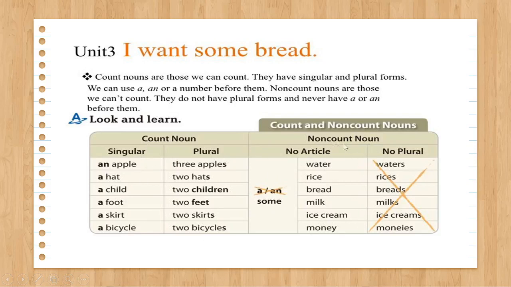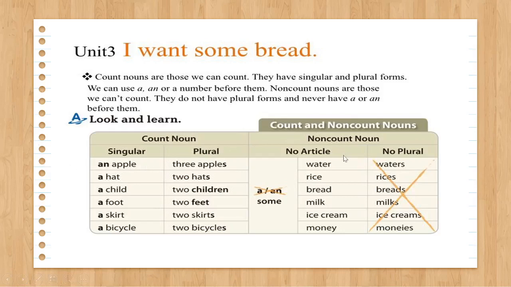Okay, you can see in this picture also. Singular in here, this one is plural, and this one is non-count noun, right? An apple, three apples. A hat, two hats. A child, two children. A foot, two feet. A skirt, two skirts. A bicycle, two bicycles, right? In singular you can add a or an, and in plural you need to add s or es or ies, or we need to change it to another word, right?